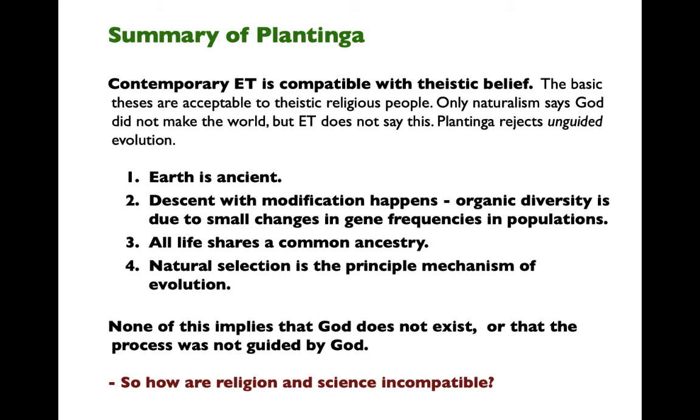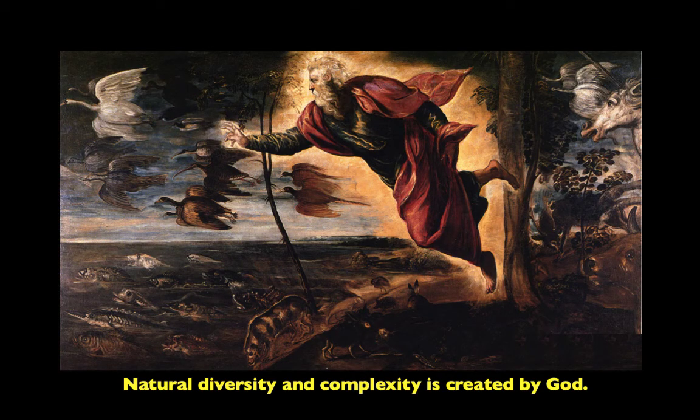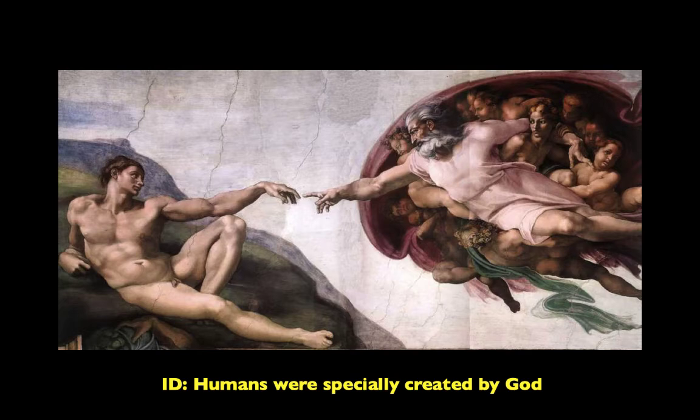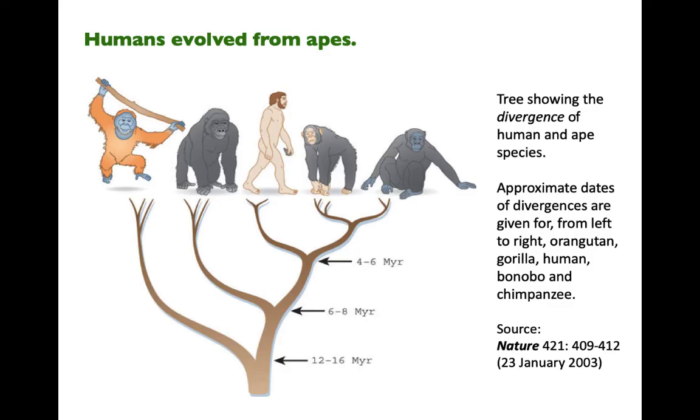So, how are religion and science incompatible? Plantinga wonders. Well, in the first place, natural diversity and complexity is created by God on the ID theory. Each creature is especially created according to God's plan. And on the evolutionary theory, natural diversity and complexity is produced by nature, with or without God. On ID theory, humans were especially created by God. On evolution theory, humans evolved from apes.